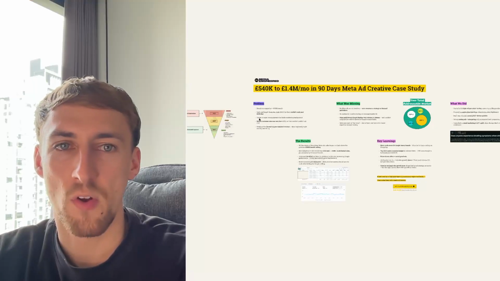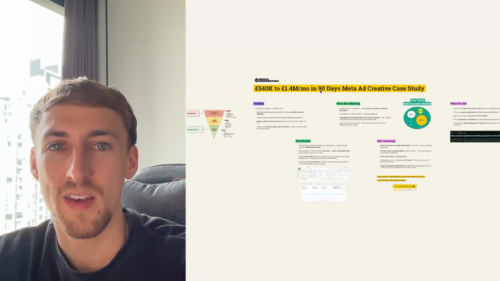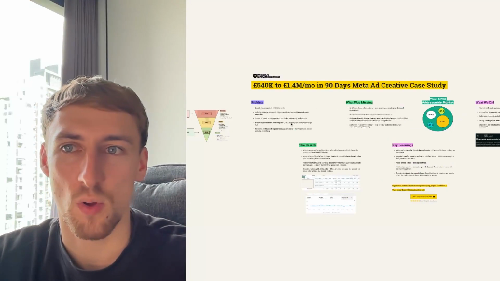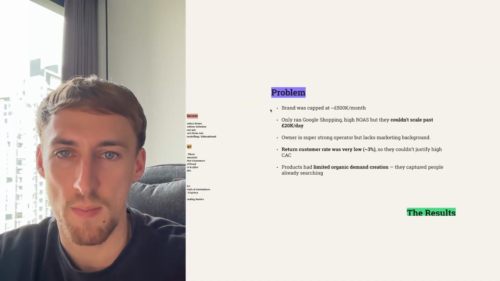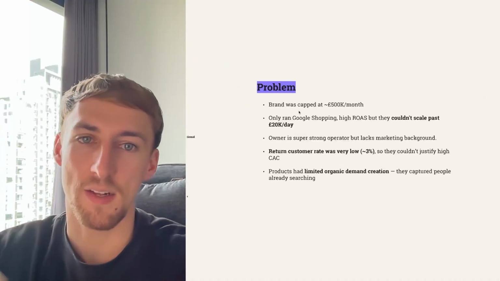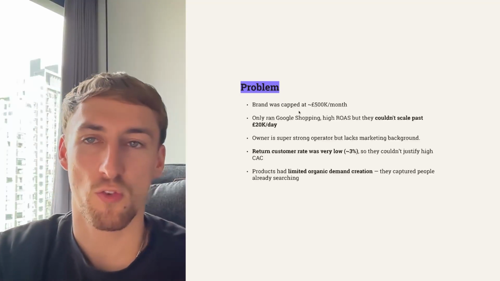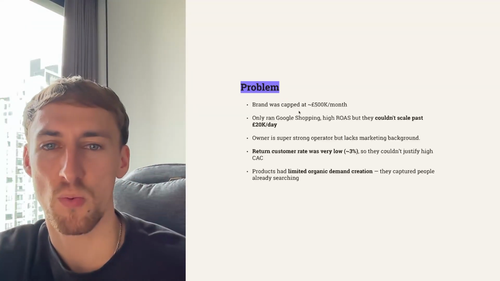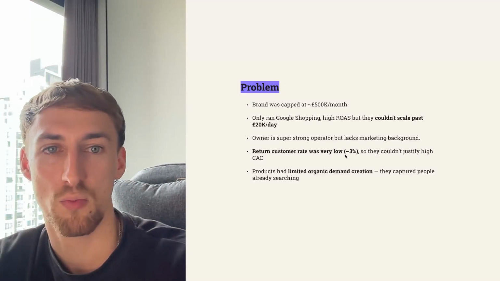So here we are, I've got the breakdown on screen, 540k to 1.4 million a month in 90 days, meta ad creative case study. Now I've got lots of graphics as well, it's going to help you visualize all of this. But as I said, the brand was capped at 500k per month. They only ran Google Shopping, they had super high ROAS, but they couldn't scale past 20k per day. The owner was a super strong operator, but he lacked a marketing background, and the return customer rate was very low, so around 3%, so they couldn't really justify a high customer acquisition cost.